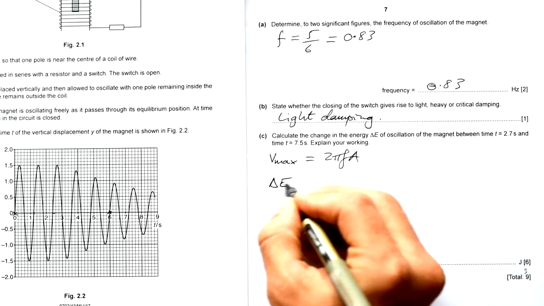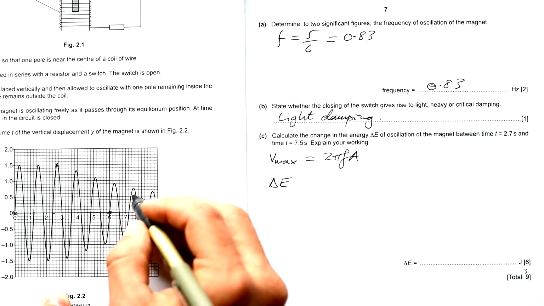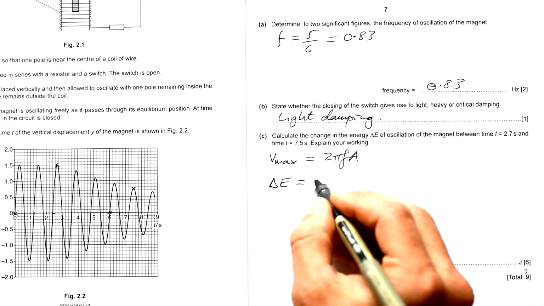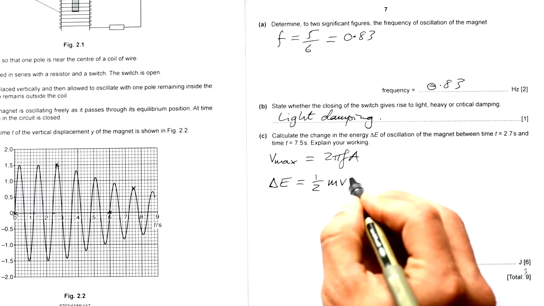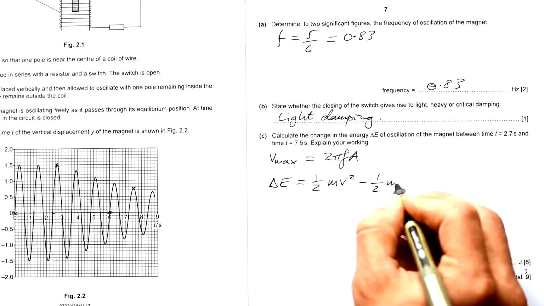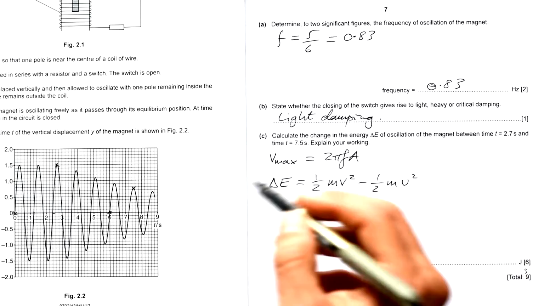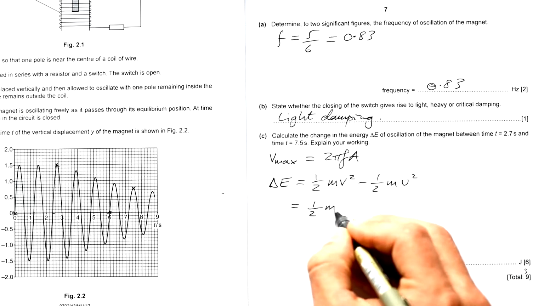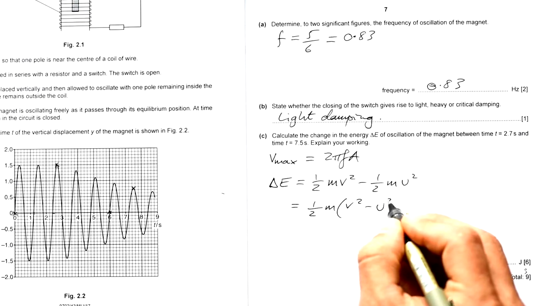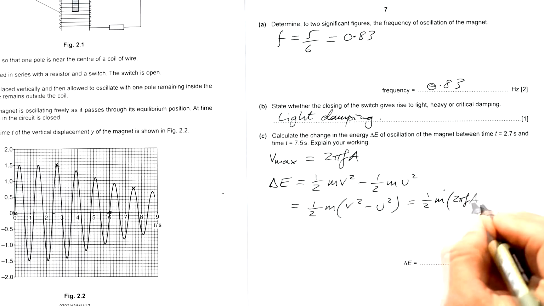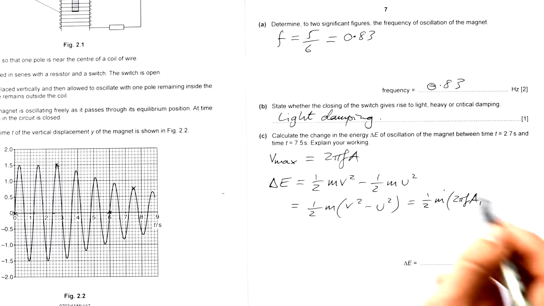So if we're looking for a difference in energy between here and here, that means we are looking at a difference in amplitude. So delta E is going to be half m v squared, okay, it's v max, but let's use v squared minus half m u squared. Let's say that's the beginning velocity. Of course, we can factorize this for half m. That's going to be v squared minus u squared. But again, that's going to be half m 2 pi f times our first amplitude. Okay, I've got my v and u the wrong way around.